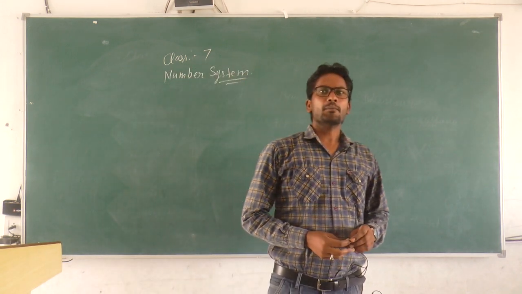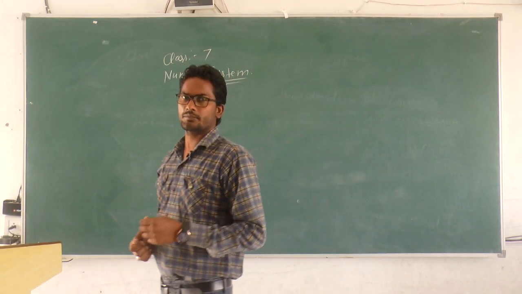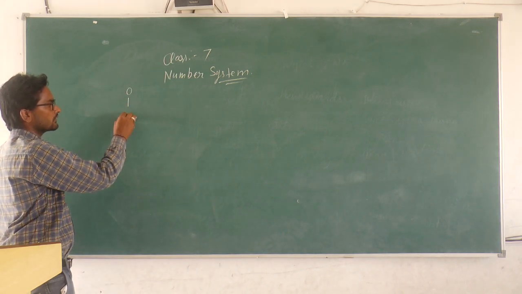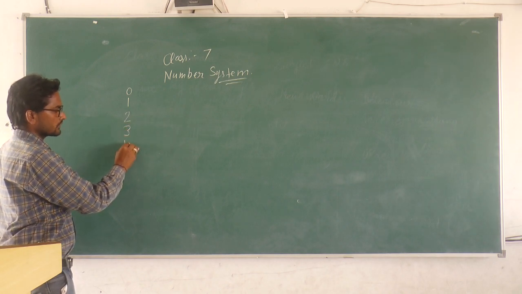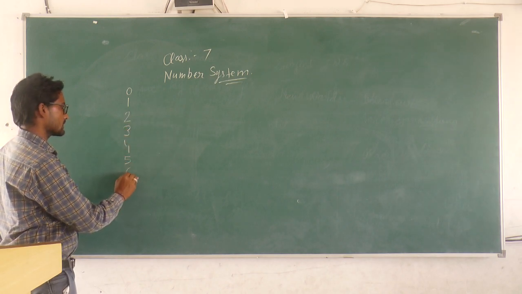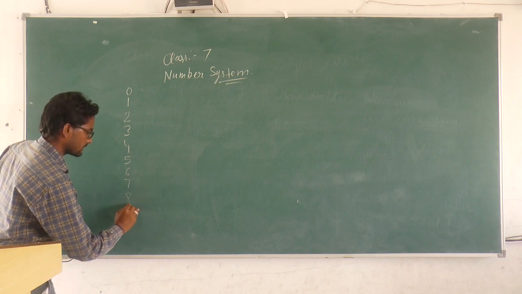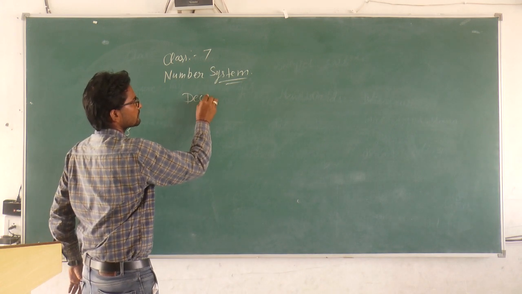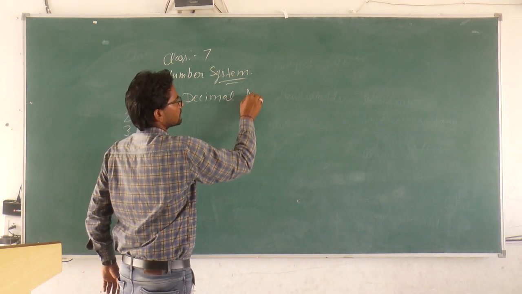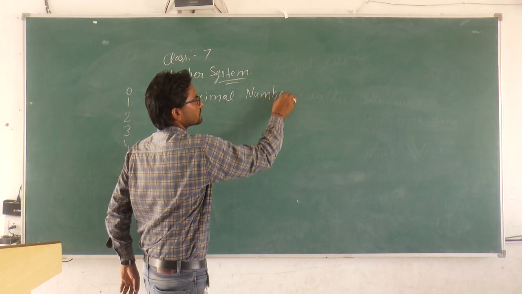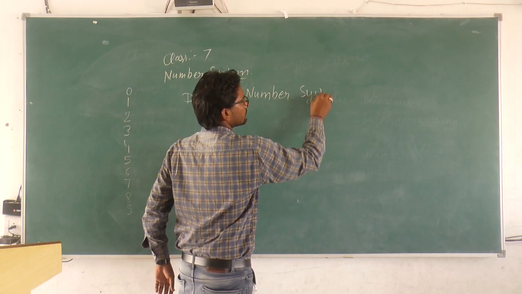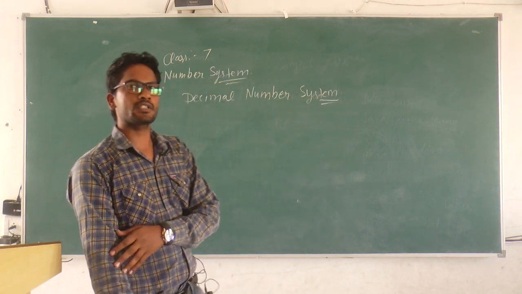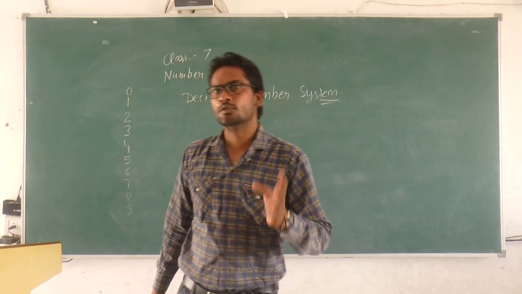As you know, in mathematics also you use that number system. That is a decimal number system: 0, 1, 2, 3, 4, 5, 6, 7, 8, 9. This is your decimal number system. I think that mostly students are friendly with this number system, they use it in math.